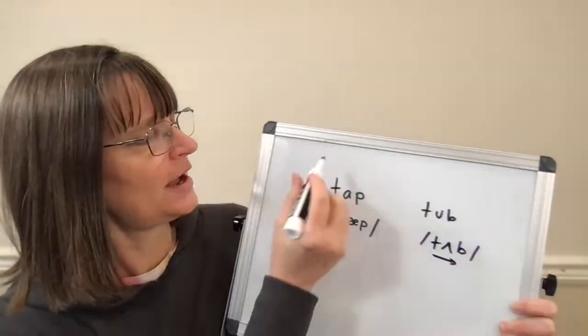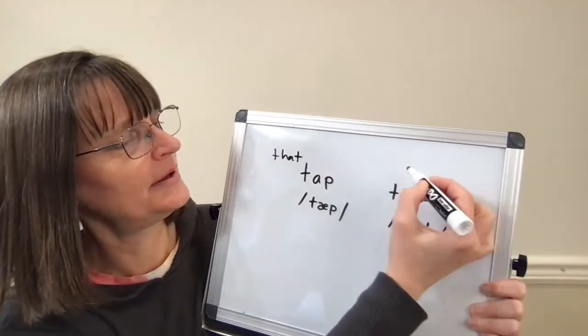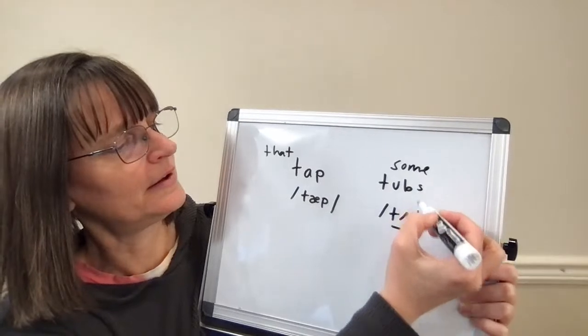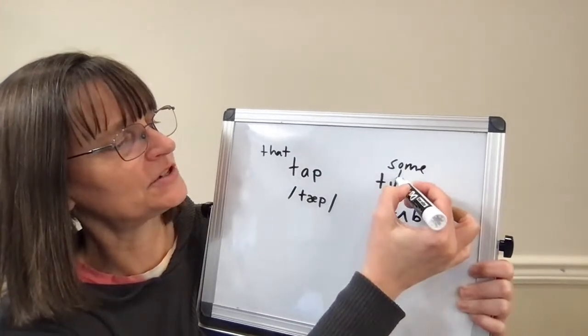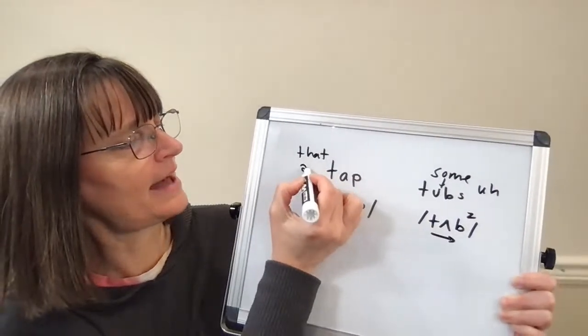You might try pairing it, like again, with a word like that tap, and maybe some tubs, so that you can match the same vowel sound, the here and the here.